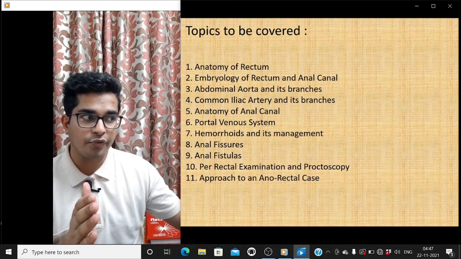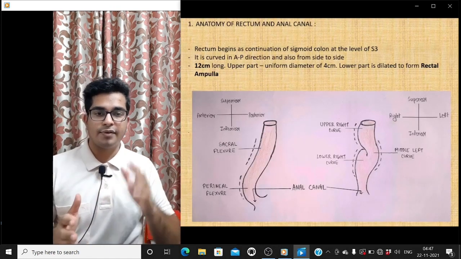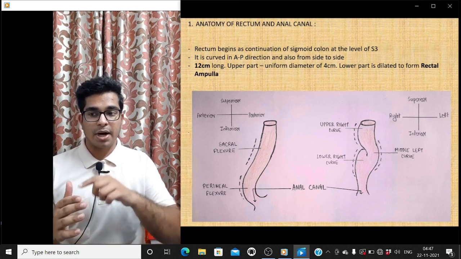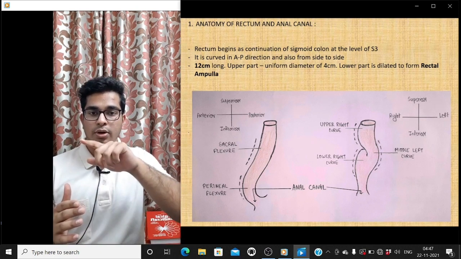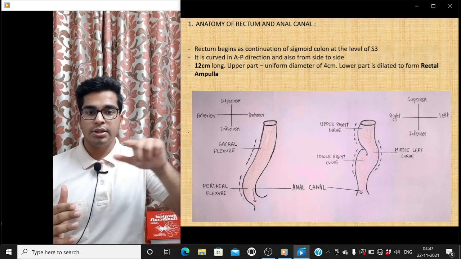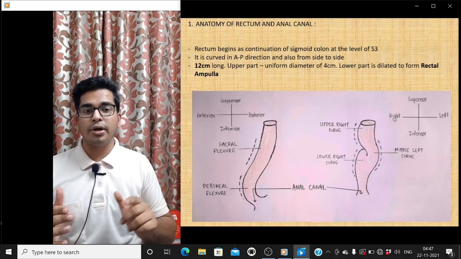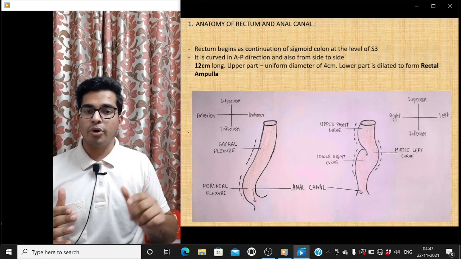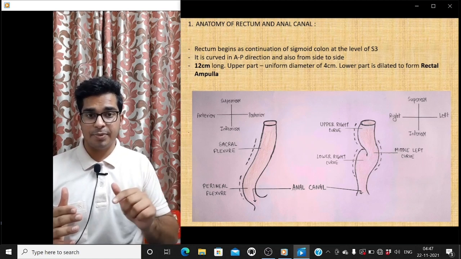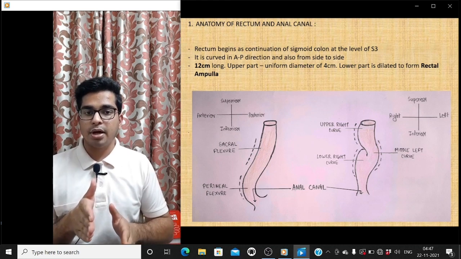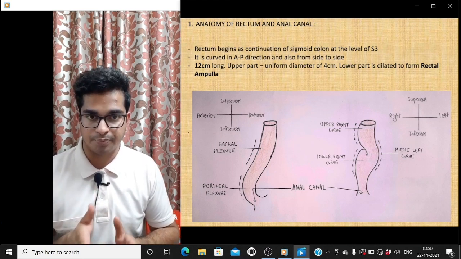Coming to the anatomy of rectum, we all know that we have a small intestine and the large intestine. The large intestine has parts like the ascending colon, then the hepatic flexure, the transverse colon, the splenic flexure, descending colon, and then the sigmoid colon. It is named as sigmoid colon because it is S-shaped. And then it continues as the rectum and the anal canal, that is the terminal part of your gastrointestinal system.